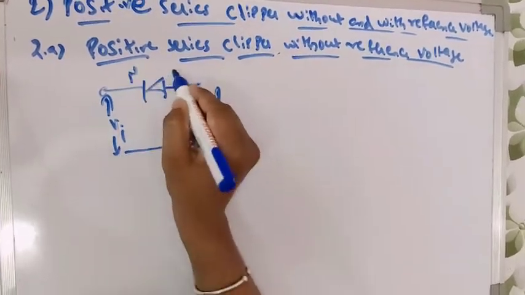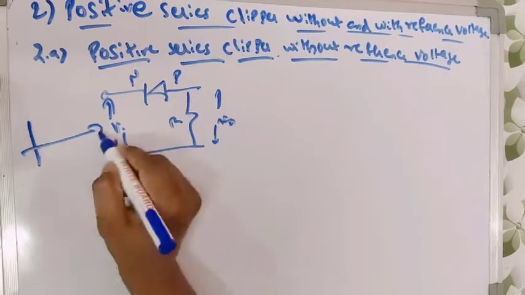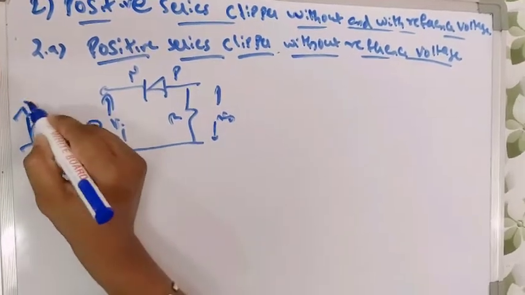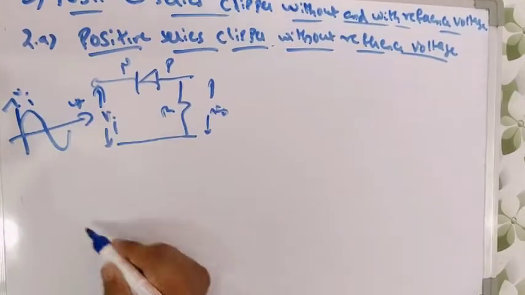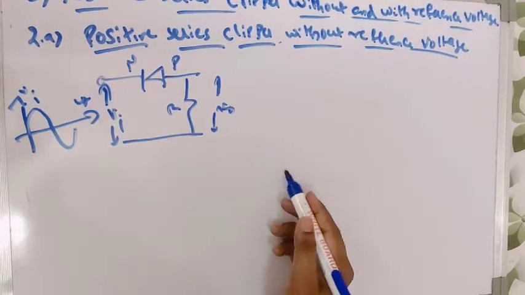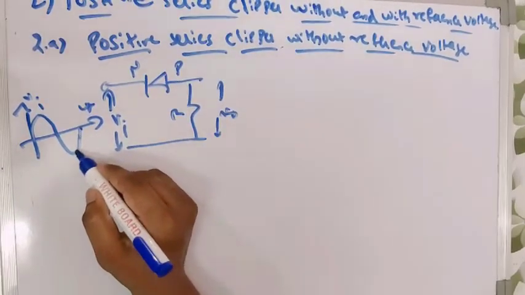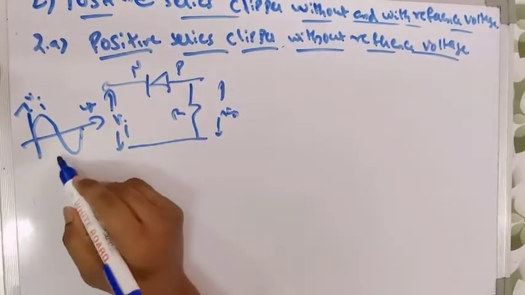This is the N terminal, N type, P type. Now let us take a sinusoidal input applied here. For this sinusoidal input, what will be the corresponding output? It is allowing only the negative portion and stops or attenuates the positive portion here.